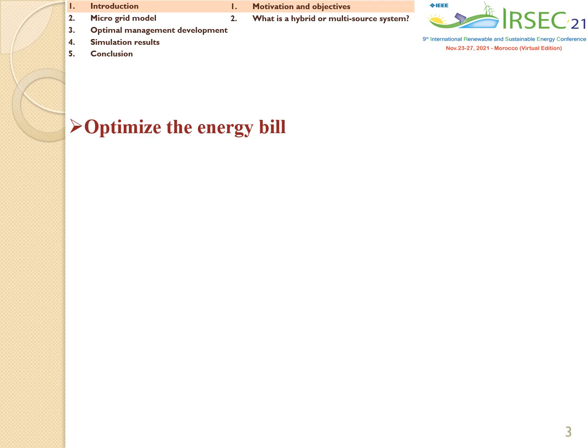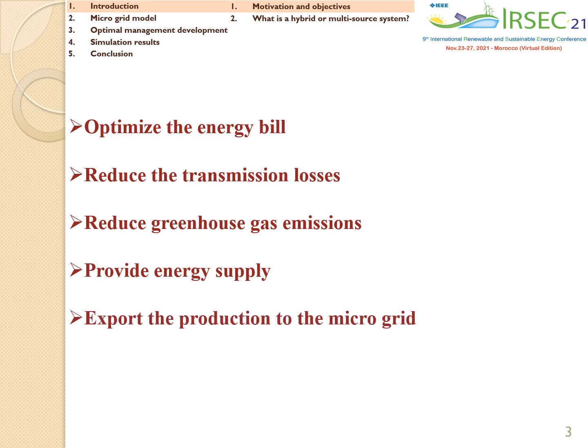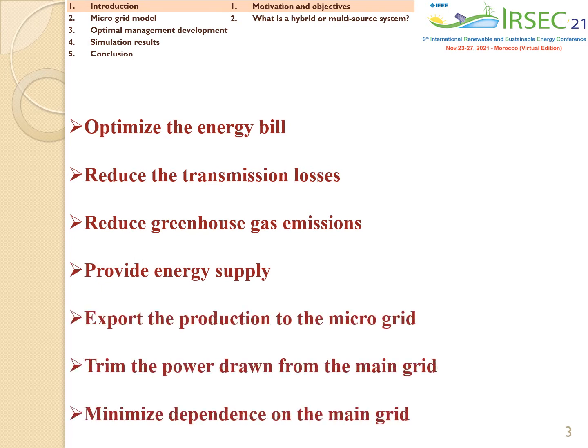The benefits and motivation behind using microgrids are many. We can cite, for example, the optimization of the energy bill, the reduction of transmission losses and greenhouse gas emissions, provide energy supply, and minimize dependence on the main grid.